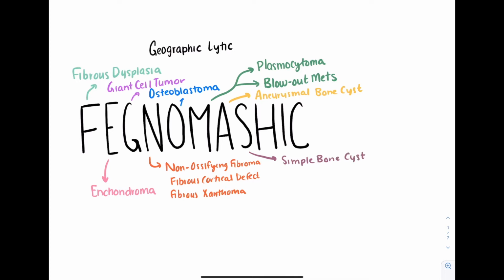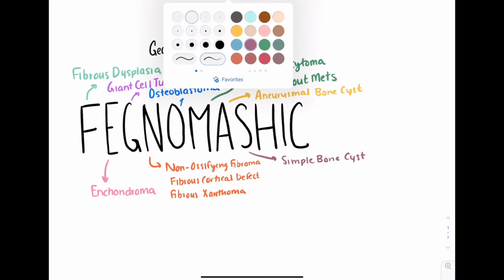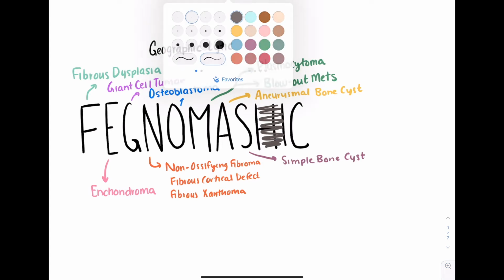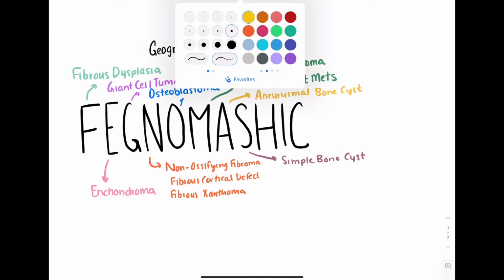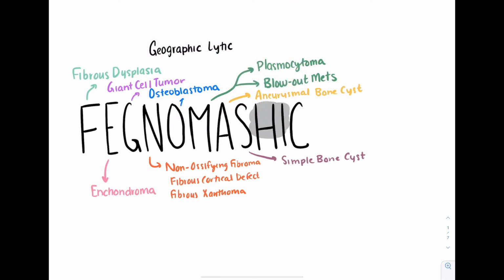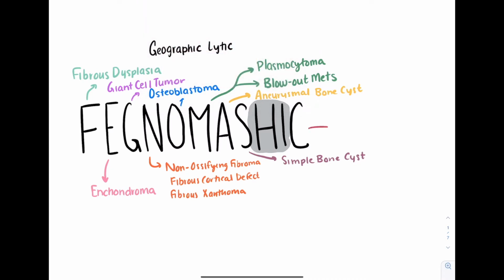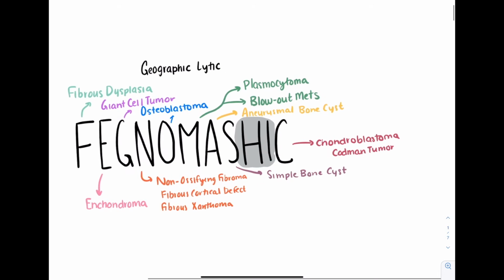You will learn what the H and the I stand for the third exam. So right now we don't have to worry about these. I'm just going to black them out. Don't have to worry about these right now. And the C is going to be our chondroblastoma. Remember that the other name for chondroblastoma is our Codman tumor. Okay, so that is our list. That is what each of these stands for.